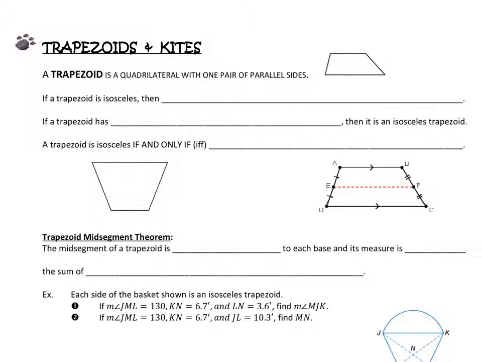Okay, today we're looking at trapezoids and kites. A trapezoid is, of course, a quadrilateral. It's a quadrilateral with one pair of parallel sides. For instance, if we're looking at this trapezoid, we're looking at those two sides being parallel.